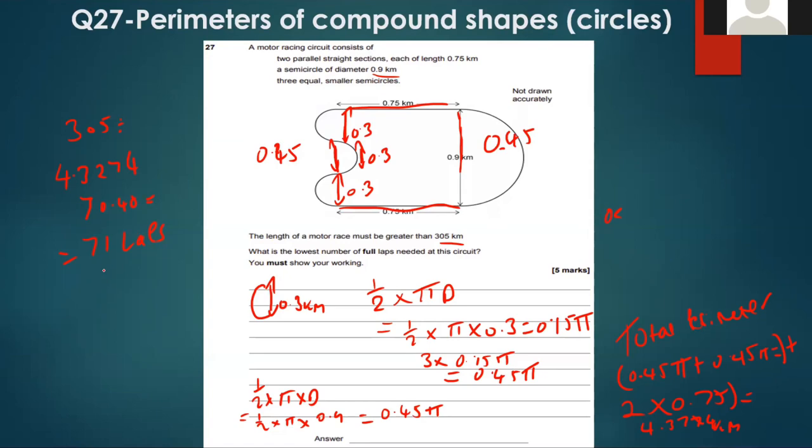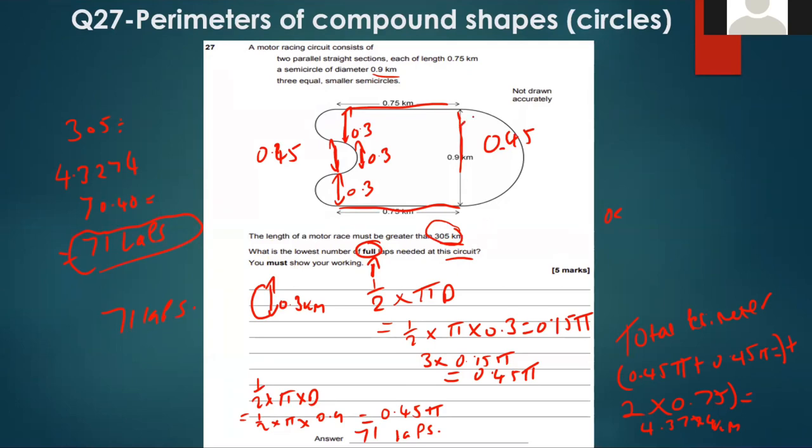So obviously we're making sure that we round this up to do a full lap, because it has to be full laps. Remember, this was in caps. That has to be full. Okay, it's in bold. The examiner's trying to tell you there. So it's 71 laps rounded up. So 71 laps is the number that you have to do, okay, to then be able to do a motor race, because it has to be full laps to do the motor race.